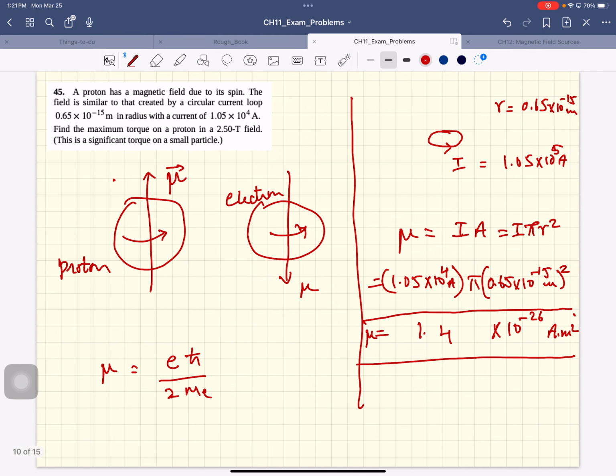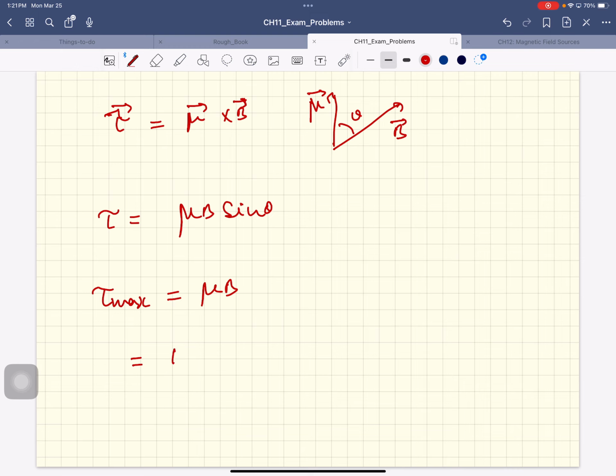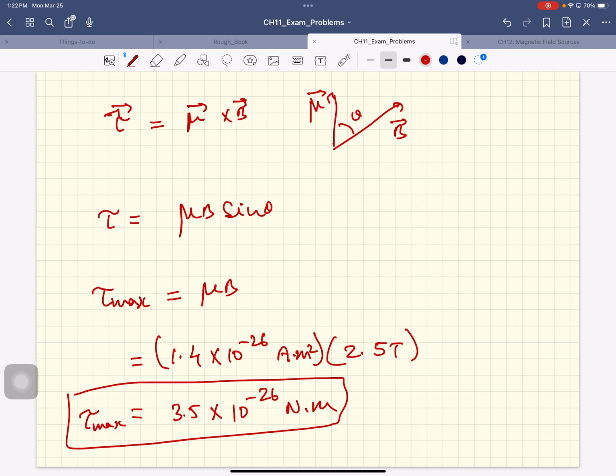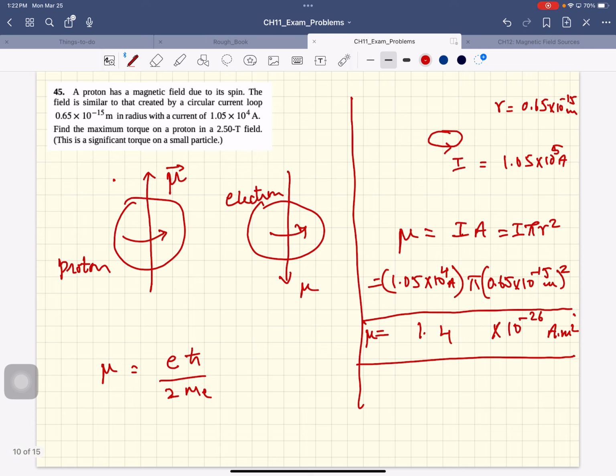All right, so you have 1.4 times 10 to the minus 26 amp meter squared as the magnetic moment of the proton, and you put it in a 2.5 Tesla field. And so this works out to 3.5 into, okay, so that's the maximum torque. So this is a significant torque on a small particle.